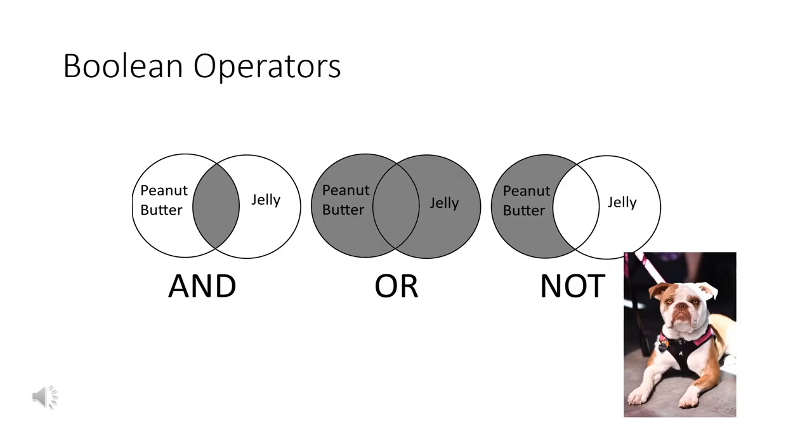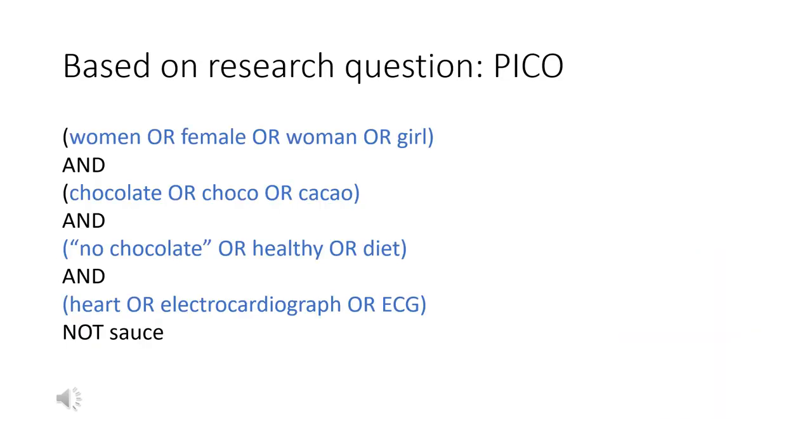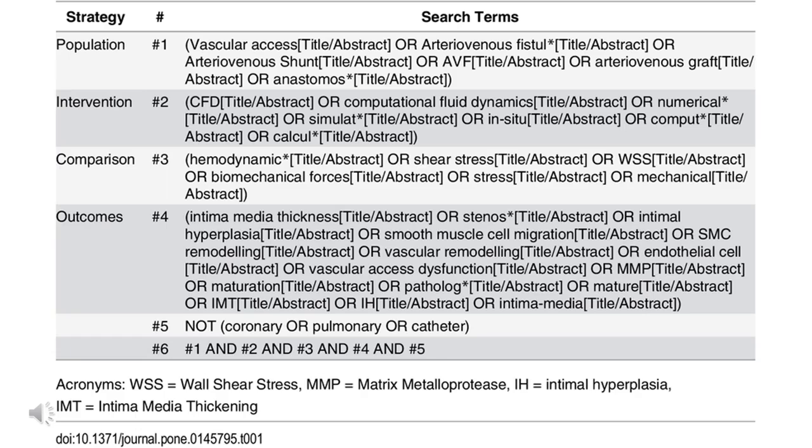Last but not least, the last operator is not. And not is like a bully. It excludes things. This means you use not when you want to exclude a term from your results. For example, you might want to exclude chocolate sauce from your papers. Then at the end of your search string, we put not sauce, and this will make sure that any paper with the word sauce will be eliminated from your results.